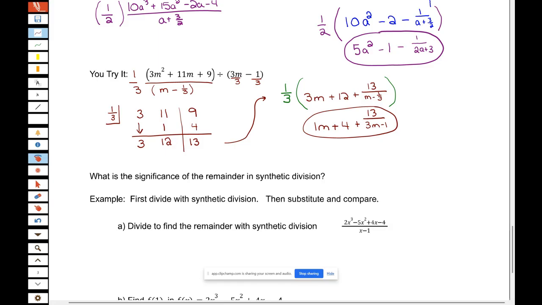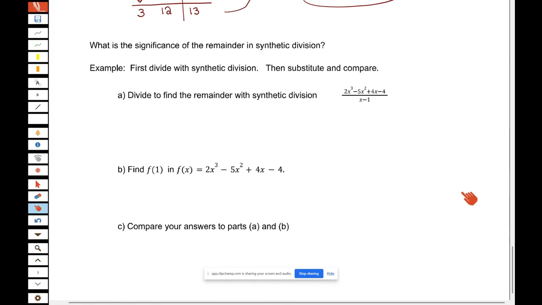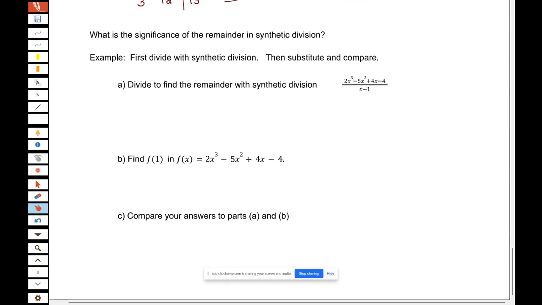All right, our last little discussion topic here is what is the significance of synthetic division, especially in this case, the remainder. So we are going to do synthetic division with this to find out what the remainder is, because there is a significance to it. Okay, this will go pretty quickly here. Multiply, add, multiply, add, multiply, add. Okay, great. My remainder is -3.